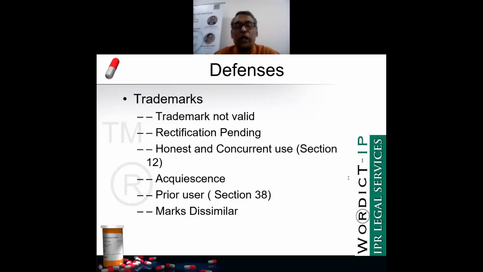Now, the fourth point is acquiescence. Acquiescence is a specific act of the plaintiff, not by the defendant. It is an act by the plaintiff where he sits by and sees the defendant copying his mark and then becoming famous. When he was copying your mark, you kept quiet. When he used it for 2 years, 3 years, you kept quiet.